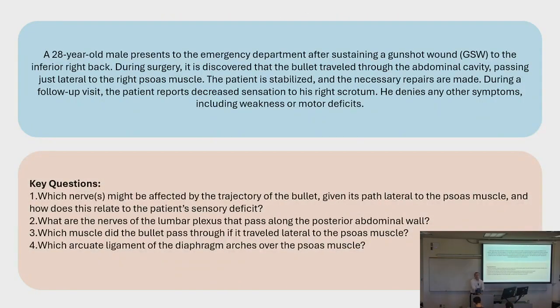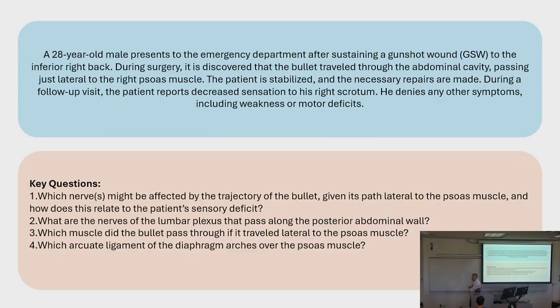All right, so we have a 28-year-old male presenting to the emergency department after sustaining a gunshot wound to the inferior right back. During surgery, it's discovered that the bullet traveled through the abdominal cavity, passing just lateral to the right psoas major muscle. So it passes lateral to the psoas. The patient is stabilized and necessary repairs are made. During a follow-up visit, the patient reports decreased sensation to his right scrotum. Okay. He denies any other symptoms, including weakness or motor defects.